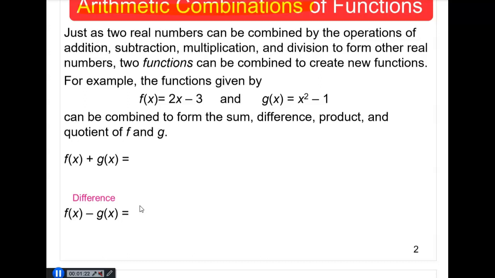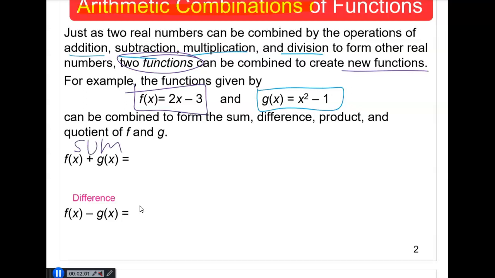Remember, addition, subtraction, multiplication, and division of two functions. So just as two real numbers can be combined by the operations that we just mentioned, addition, subtraction, multiplication, and division, to form other real numbers, two functions, or more than two actually, can be combined to create new functions. So that's what we're going to be doing. So we have first our function f of x, and then we have the other one, g of x.